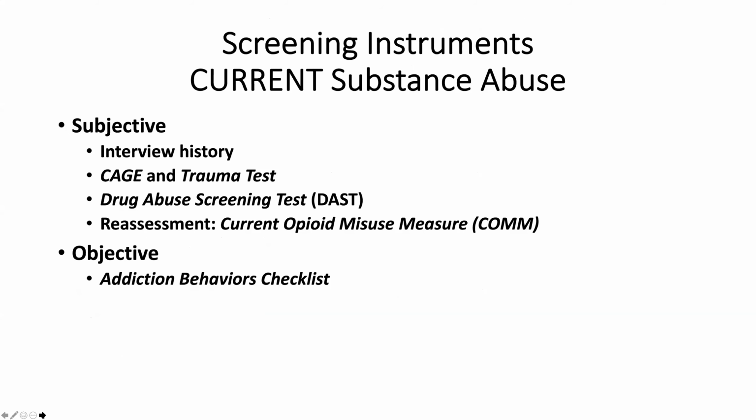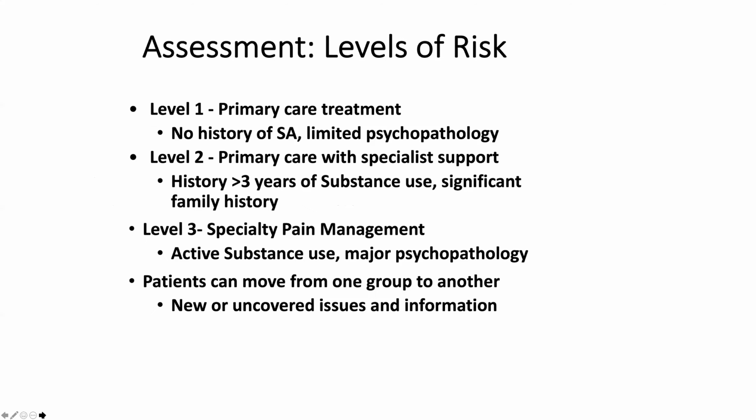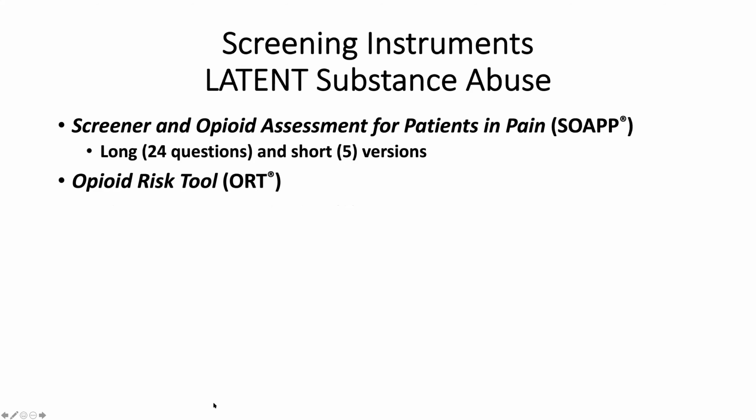The ones that I see: the subjective is, of course, your interview, which y'all are good at, your CAGE and your trauma test. The government likes the DAST, which has a DAST-10, and I use a DAST-27. Then you have the reassessment, the Current Opioid Misuse Measure, the COMM. Then, more objectively, you have an addiction behaviors list that you can do.